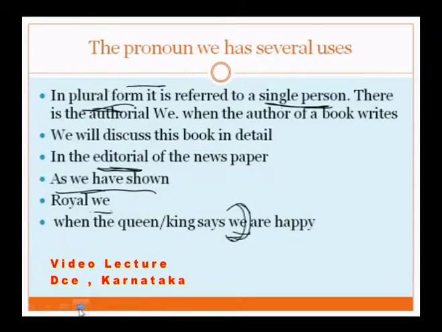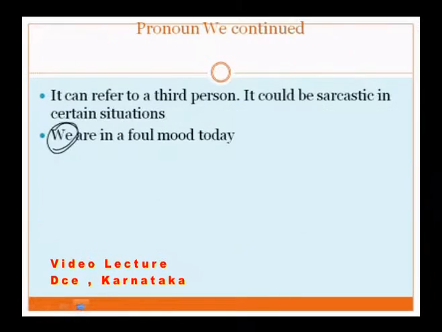I also listed the usage of pronoun we. In plural form, it is referred to as single person. There is an authorial we. In the editorial of the newspaper also, when we use the word we, it means what? Single person. When the king or queen speaks, we means what? Single person. Pronoun we can refer to a third person, but that could be very sarcastic.